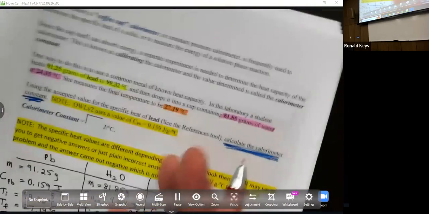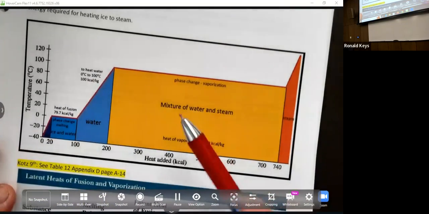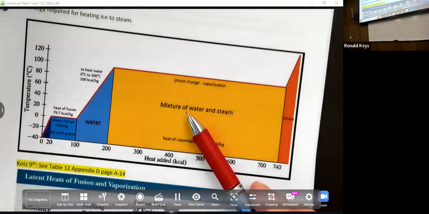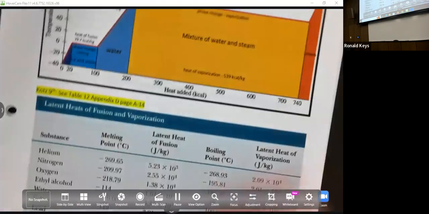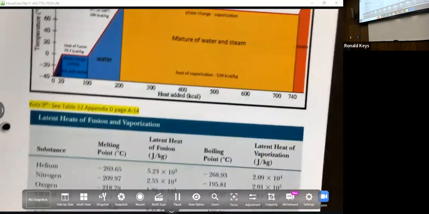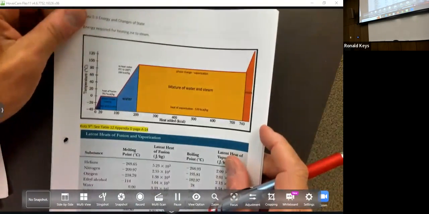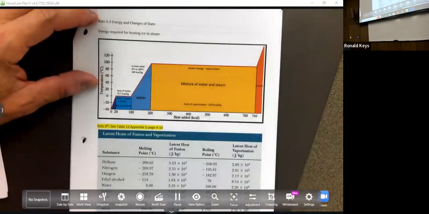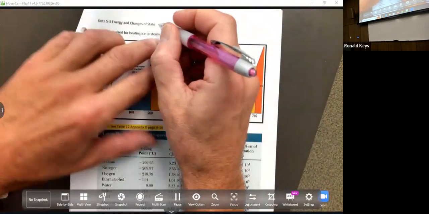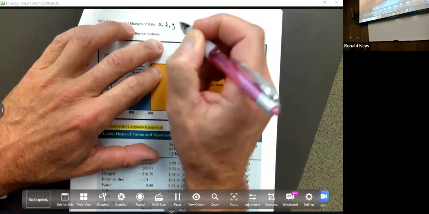Well, this is why we skipped up to here, because 5.3 talks about changes of state. So it didn't seem to make sense to go into 5.3 and then 5.6 comes back to calorimetry stuff. So here's 5.3. Energy and changes of state. What we mean by changes of state is solid, liquid, and gas.